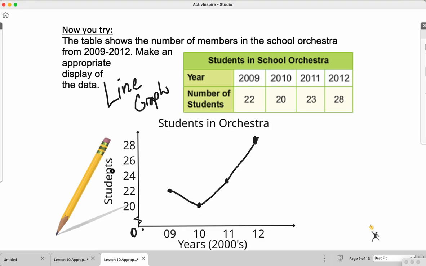All right, so this is what I came up with. I've got my students on the side, my years on the bottom, my students in orchestra is my label, but I went ahead, like I said, I jumped the scale. I said 20, 22, 24, 26, 28.